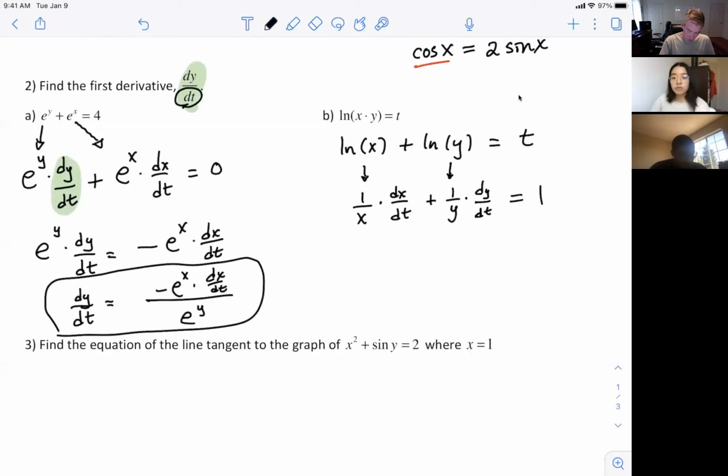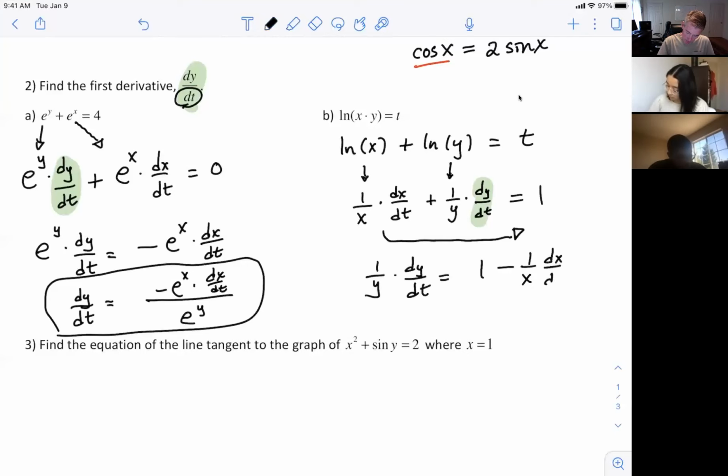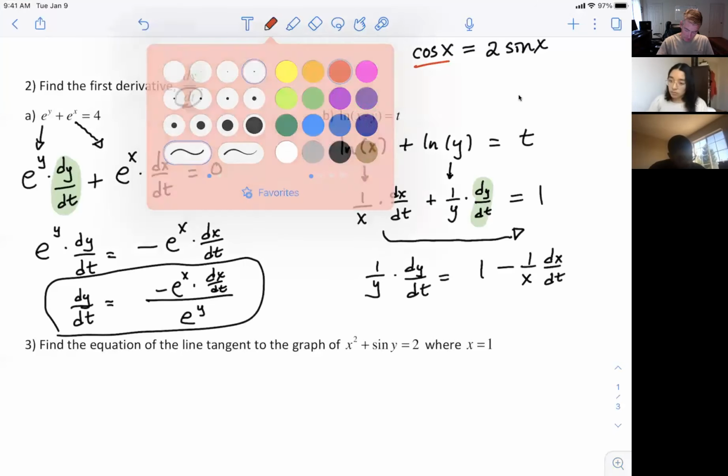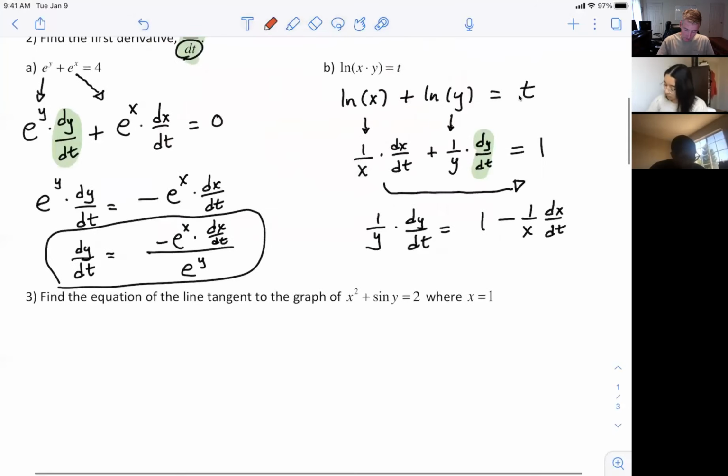To solve for the dy dt, I'll first move this 1 over x term to the right side, so subtract. So it'll be 1 minus 1 over x dx dt. And then the last thing is to solve for dy dt, just multiply both sides by y.